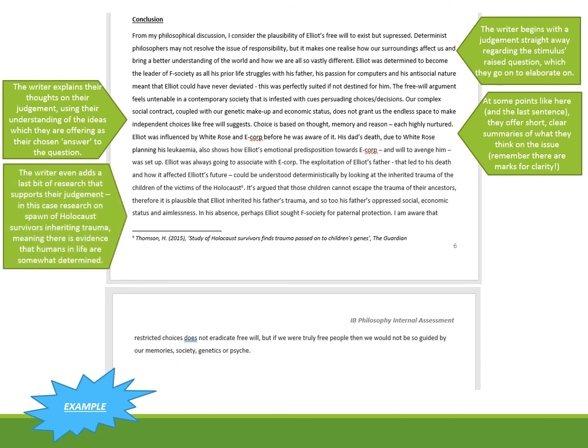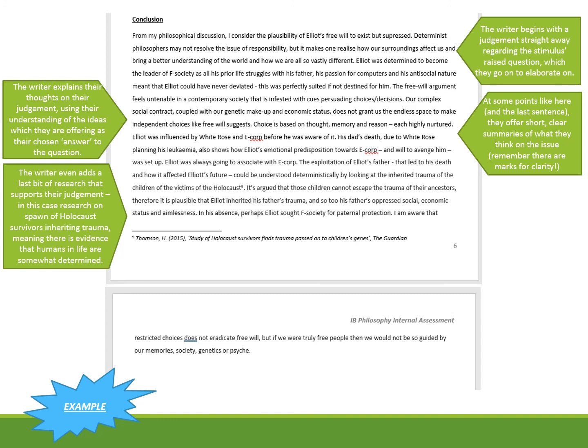The writer even adds a last bit of research that supports their judgments. In this case, research on the spawn, I should say. It's been a long day, hasn't it? On the spawn of Holocaust. Spawn? Should I use spawn? I'll let you decide that one. You can let me know. On the spawn of Holocaust survivors inheriting trauma, meaning there is evidence that humans in life are somewhat determined.